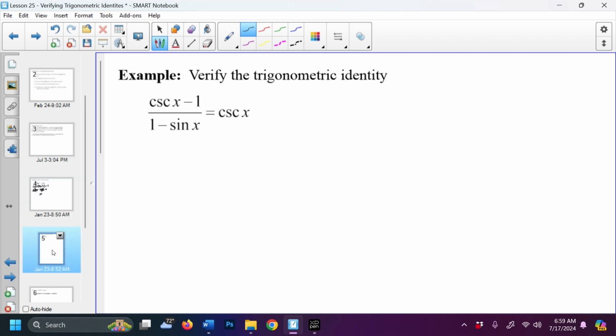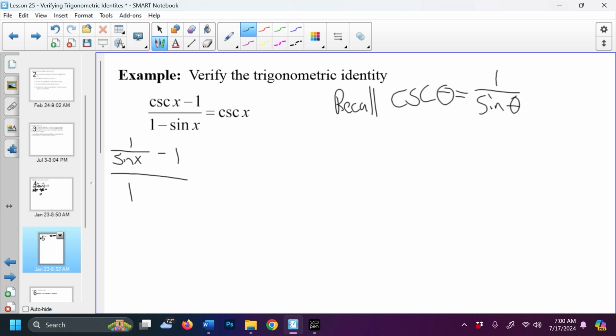Next example, this one's a little bit more complex, and when I decide which side of the equation to work on, clearly this side is a little bit more complex. I notice that I have a cosecant here in the top and a sine here in the bottom. I know that cosecant theta is equal to 1 over the sine of theta. So I'm going to change that first. So I'm going to go 1 over the sine of x minus 1 all over 1 minus sine x.